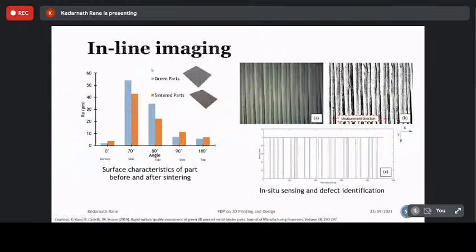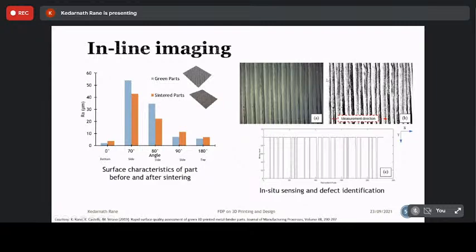The next smart manufacturing approach is inline imaging. While depositing each and every layer, we took pictures, and the pictures are processed on a real-time basis through a MATLAB code running on a computer, which can be used for identification of defects or the periods. I will not go into more depth.